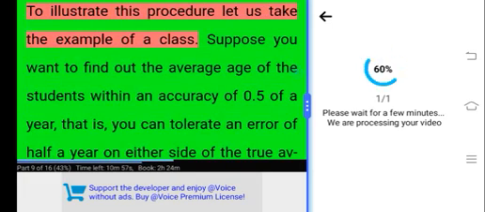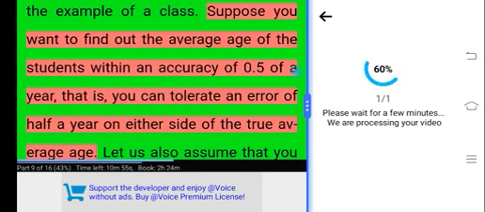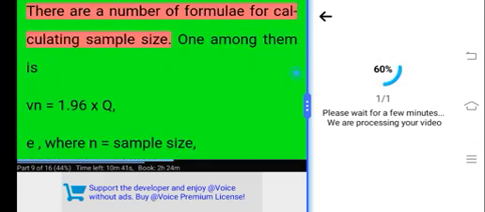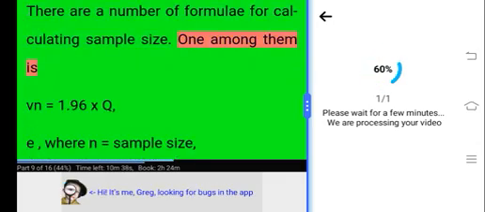To illustrate this procedure, let us take the example of a class. Suppose you want to find out the average age of the students within an accuracy of 0.5 of a year, that is, you can tolerate an error of half a year on either side of the true average age. Also assume that you want to find the average age within half a year of accuracy at 95% confidence level, that is, you want to be 95% confident about your findings. There are a number of formulae for calculating samples. One among them is n equals (1.96 times sigma) over E, squared, where n equals sample size.